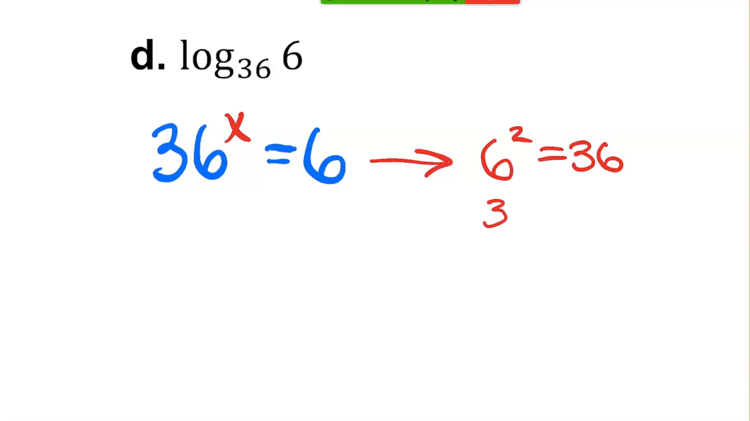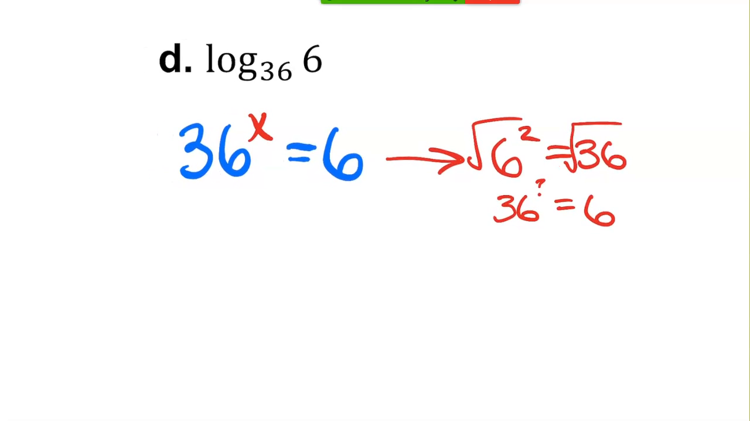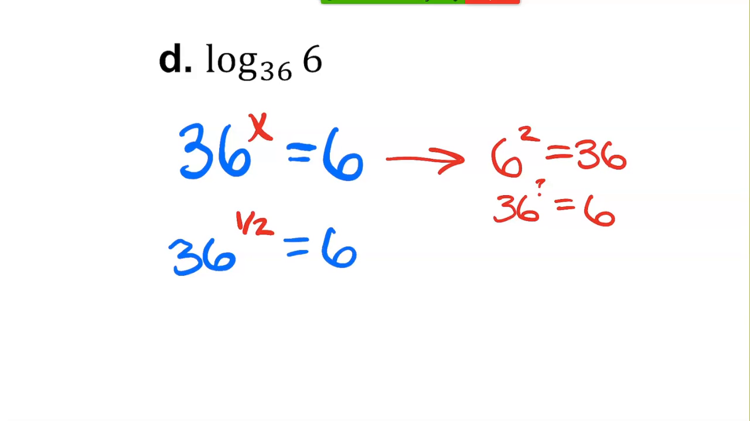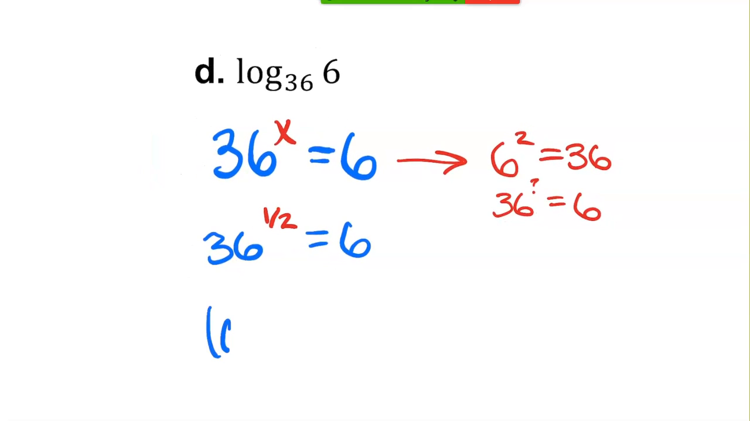So if I instead go 36 to what power is 6, you can think of, okay, well, that must mean that you took a square root of both sides. And remember, the square root is the same as raising something to the 1/2. So this has to be that 36 to the 1/2 is 6. And again, you can think of taking the square root of both sides, which is the same as raising something to the second power. So that means that this would be log base 36 of 6 equals 1/2. So you can have some weird ones in here.